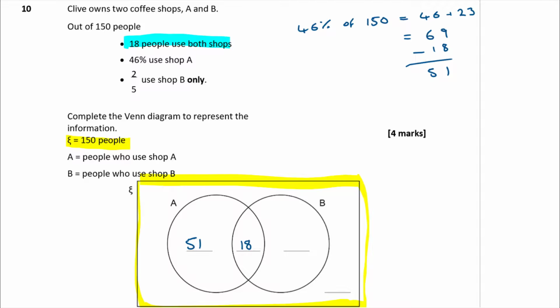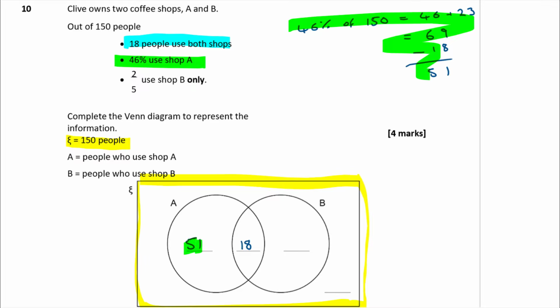Okay, so we dealt with 18 people use both shops. We dealt with this bit, that gave us this bit here, that gave us the 51. And then what else we've got? 2/5 use shop B only.